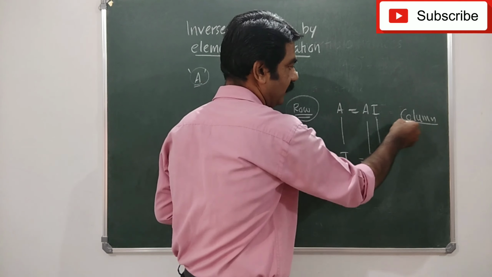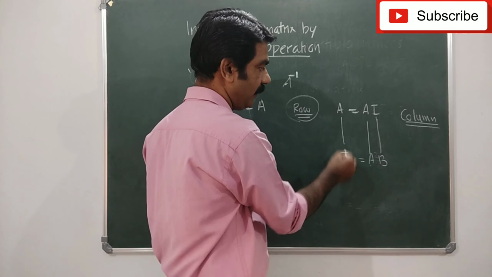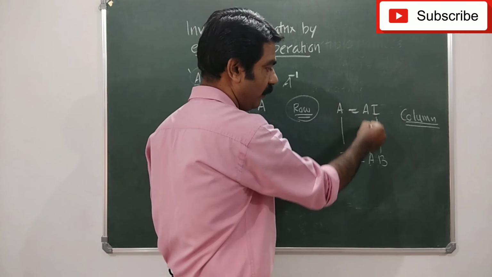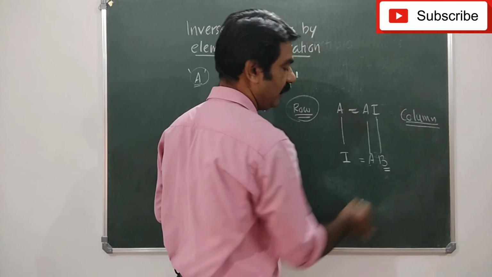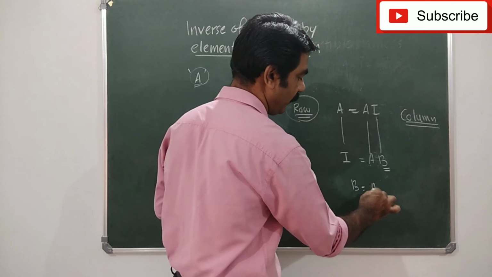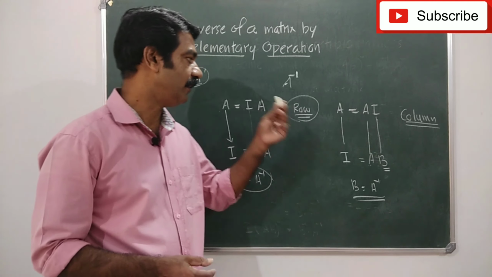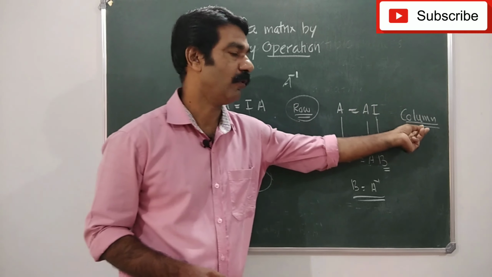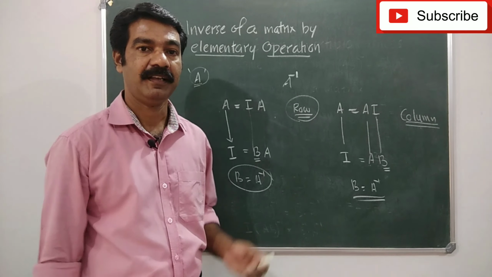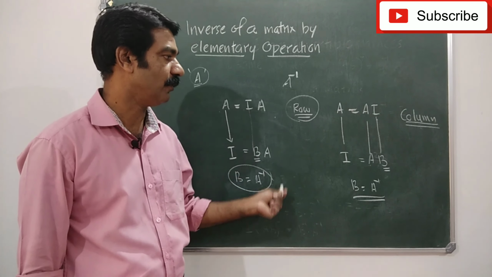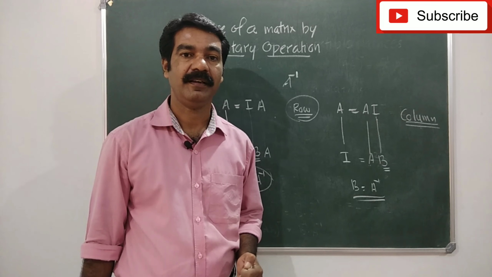Okay. By applying a sequence of column operations on both sides, A become I. This A will not change. This I become B. So I is equal to AB. So B is the inverse of A. B is equal to A inverse. So this way we can find the inverse of a matrix, either by elementary row operations or column operations. Remember that, don't use column and row operations together. You can use either elementary row operations or elementary column operations. We can find the inverse of a square matrix.